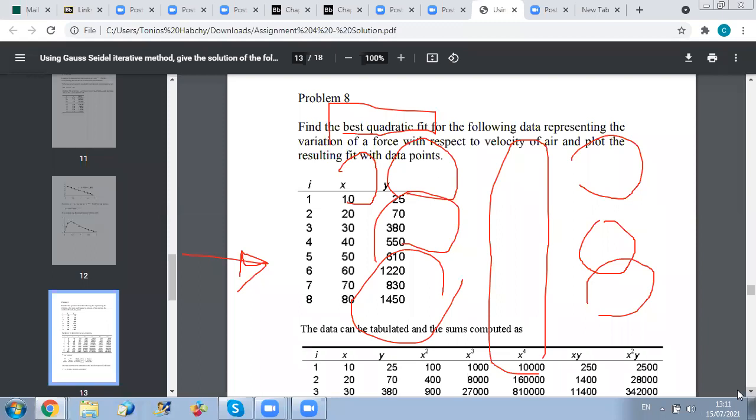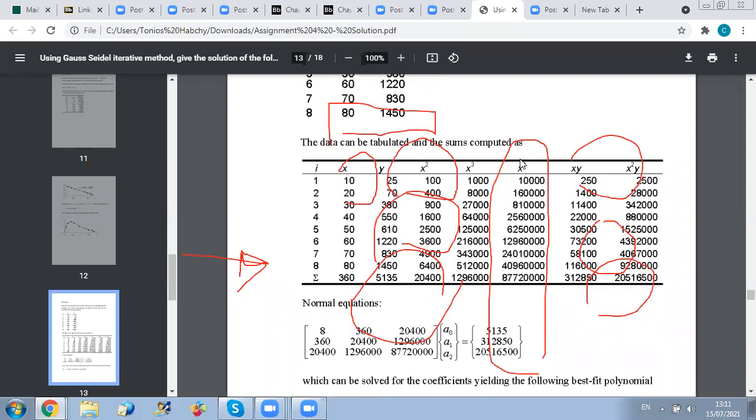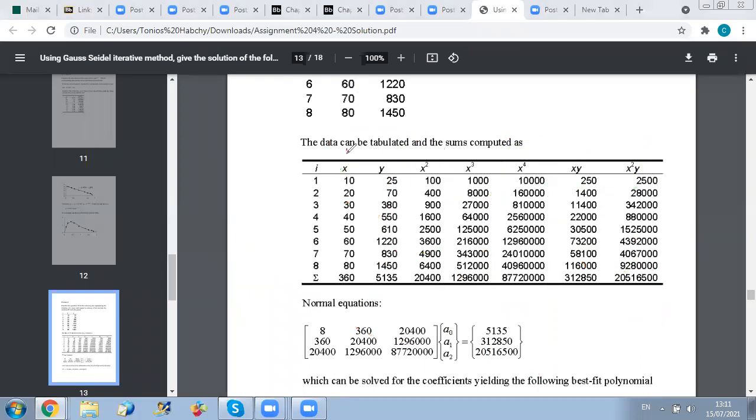I go to my table, I put all columns needed. So x and y are already present. All I have to do is to compute the summation. And I add to my table all columns needed: x squared, x cubed, x to the power 4, x times y, and x squared y. And then I compute their summations. And now all I have to do is to replace in the matrix, the general matrix we developed together.